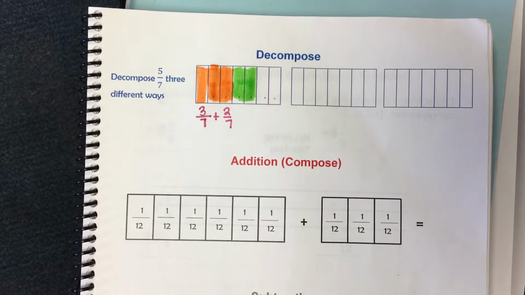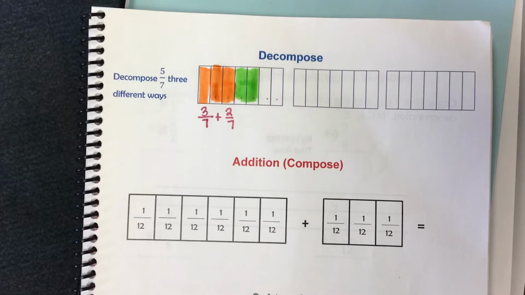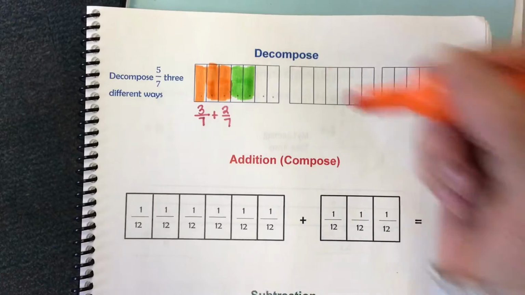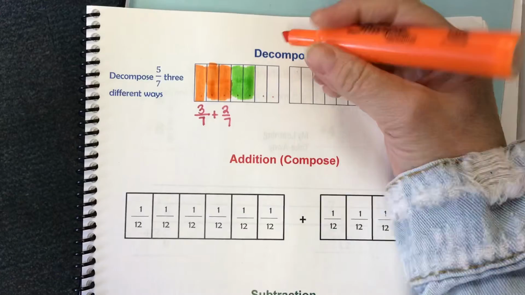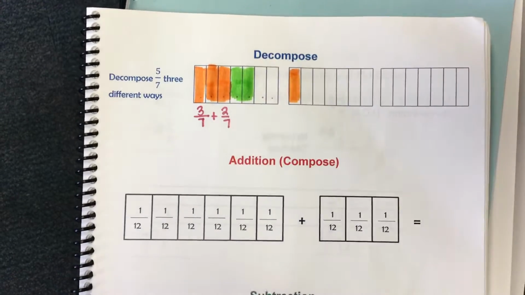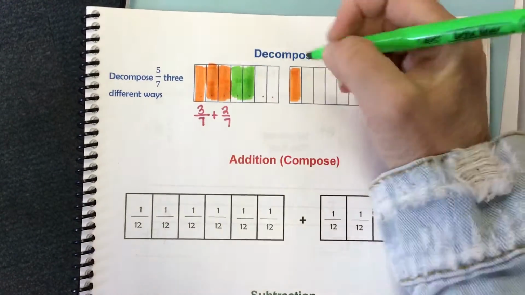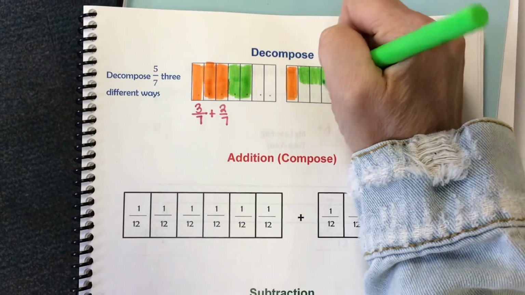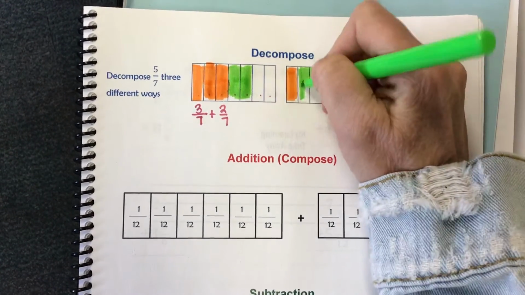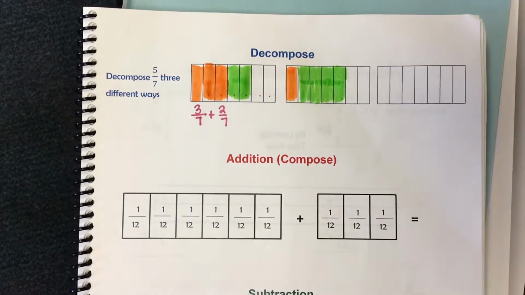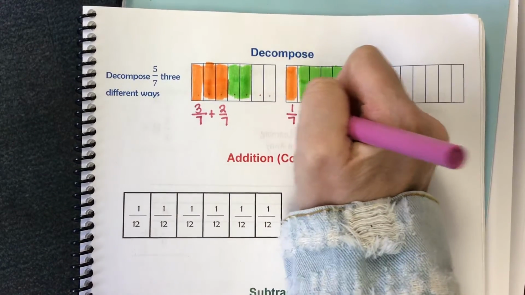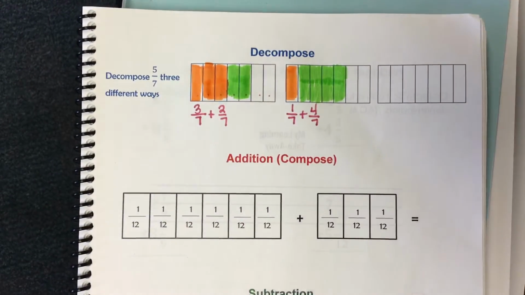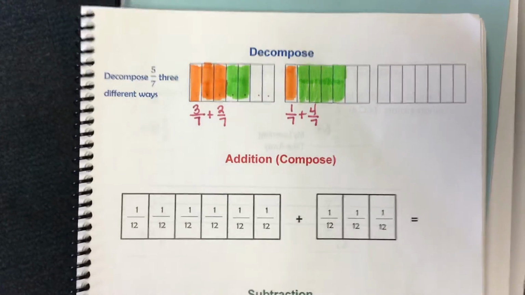Give me another way that I could decompose 5/7. What's another way I could decompose it? Sam? 1 and 4. Okay, I could do not 1 and 4, 1 what? Give me the fraction. 1/7 and 4/7. Okay, so we have 1/7 plus 4/7.